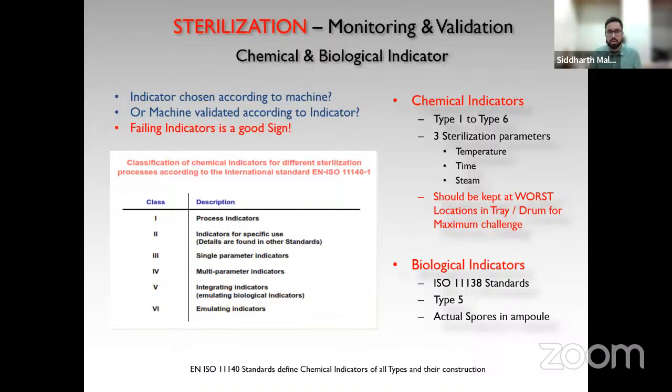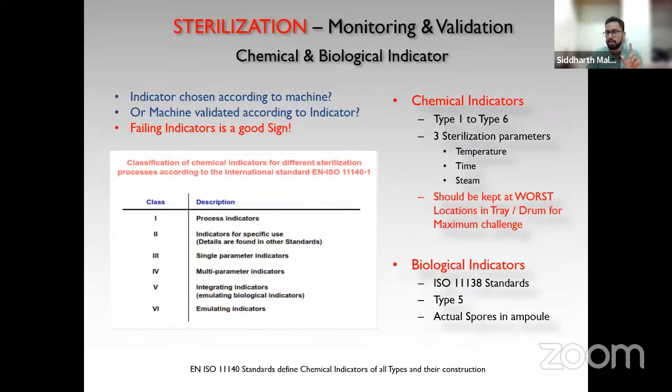So for that, it is always suggested that you should use indicators which are difficult to pass, not the ones which are easy to pass. So a failing indicator is a good sign. You come to know that there is some lacuna with your sterilization process. That means your autoclave, ETO, plasma, or anything has some problem because of which the indicators are failing. You get an opportunity to rectify your machine, perform some good validation and maintenance on the machine to get it back on track. A lot of problems can come up inside the autoclave, and a failing indicator will tell you that there is some problem.